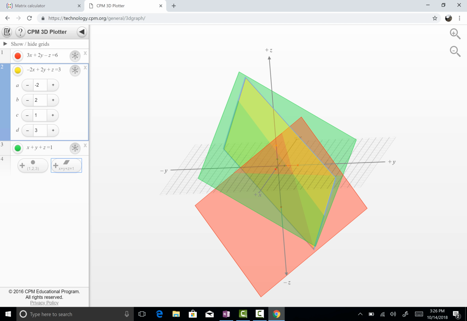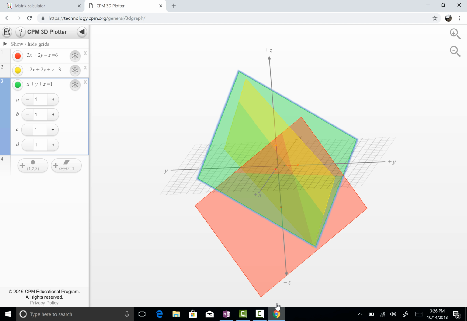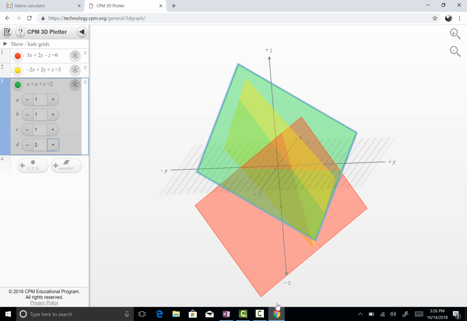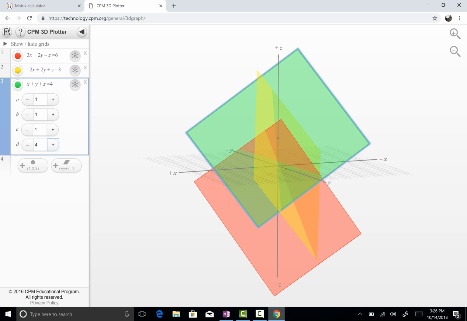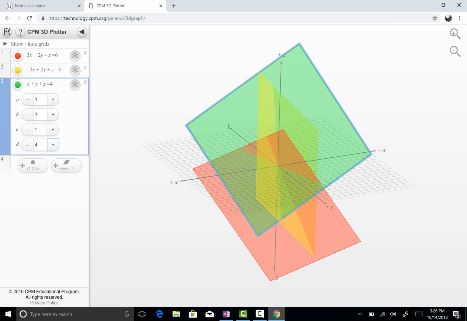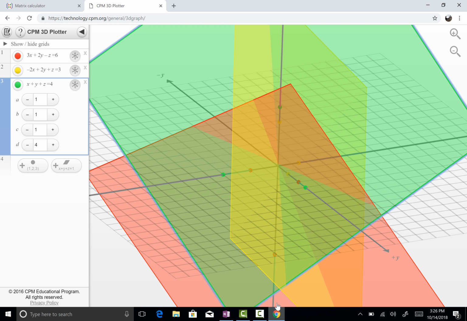Okay, we got one more equation we want to put in there. Let's see, we want x plus y plus z, and this just needs to be a 4. All right, so then if we look at these, okay, it's kind of hard to see, but at some point, they're all going to meet. All right, so I can see that it looks as if they meet right there. If I zoom in a little bit, maybe. Okay, I can kind of see where they all 3 meet. It looks like there's a point right there.